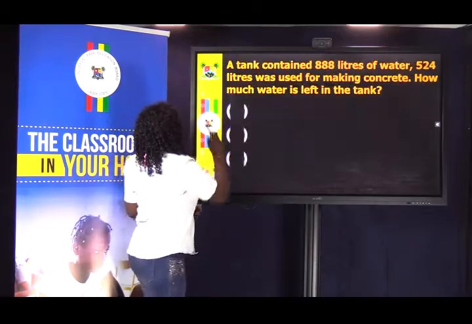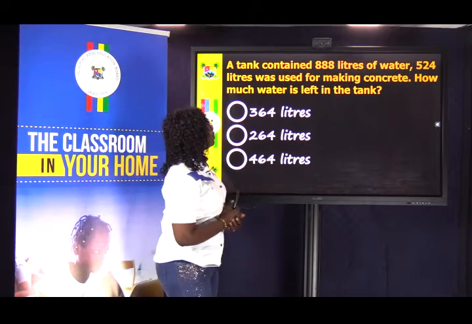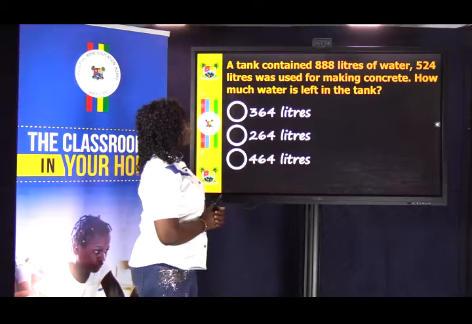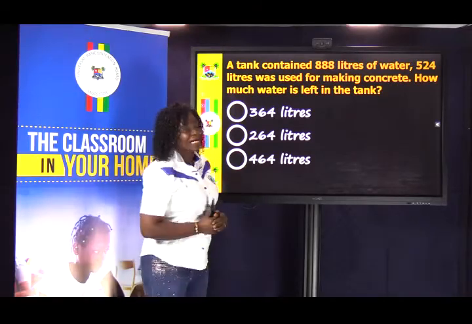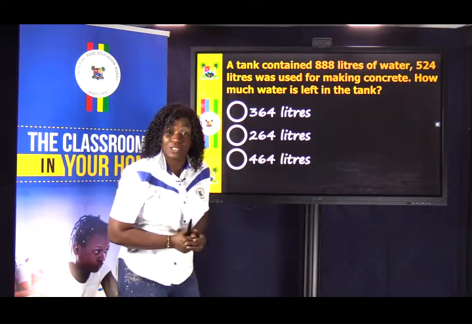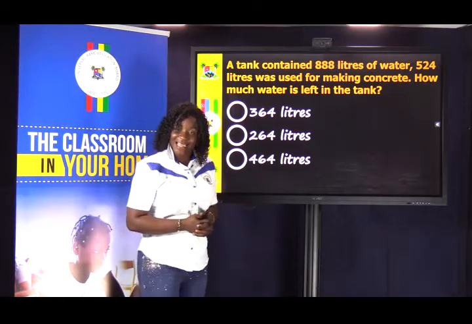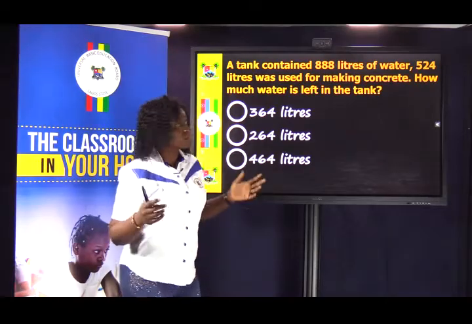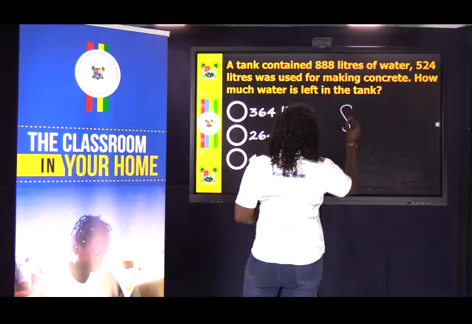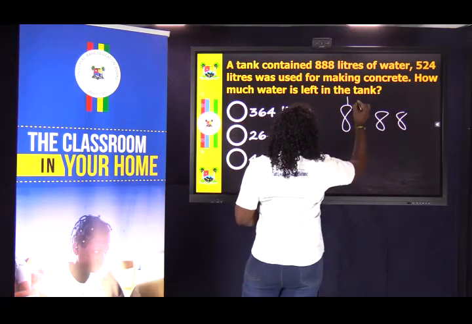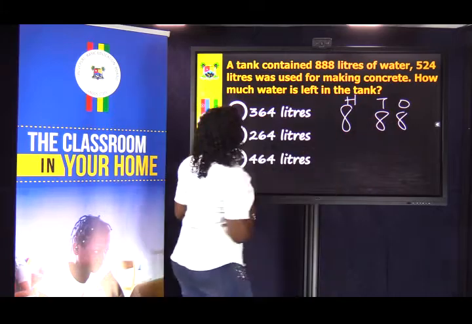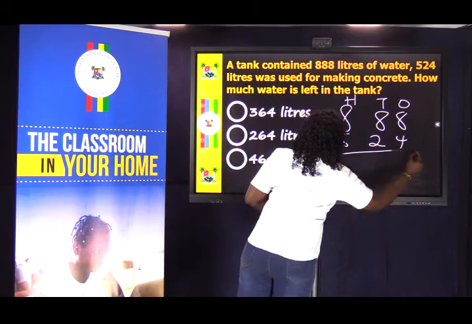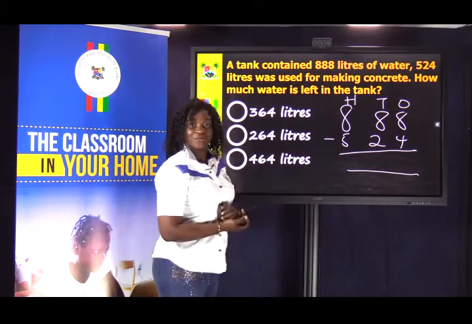Yes, so let's go. A tank contains 888 liters of water. 524 liters was used for making concrete. How much water is left in the tank? When something is used, is it decreasing or increasing? Yes, it decreases. So when a decrease happens, what are we supposed to do? Subtract. So quickly write your 888 liters under your hundreds, tens and ones. Then the amount of water that was used is 524.